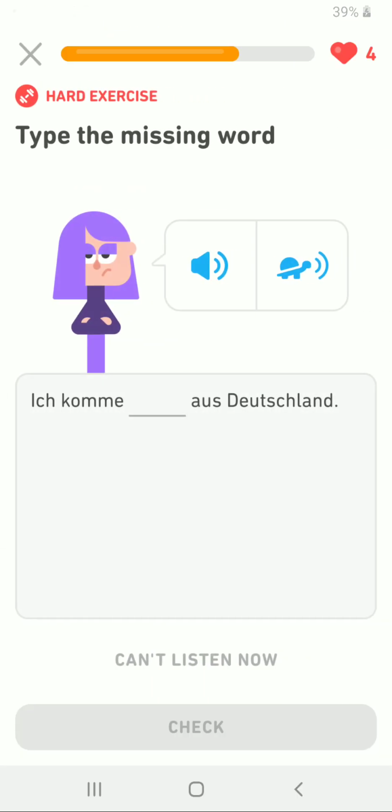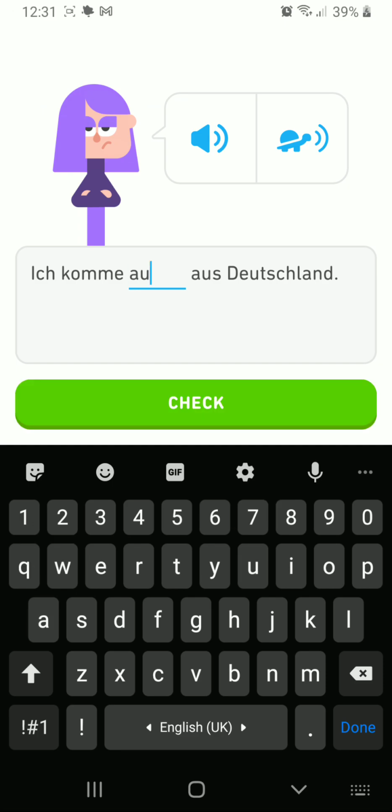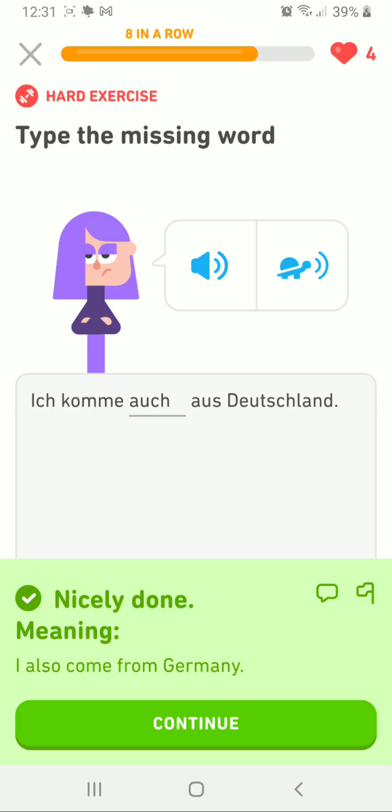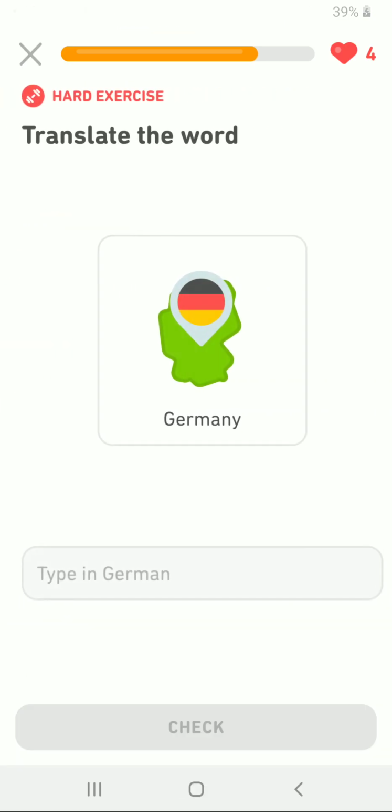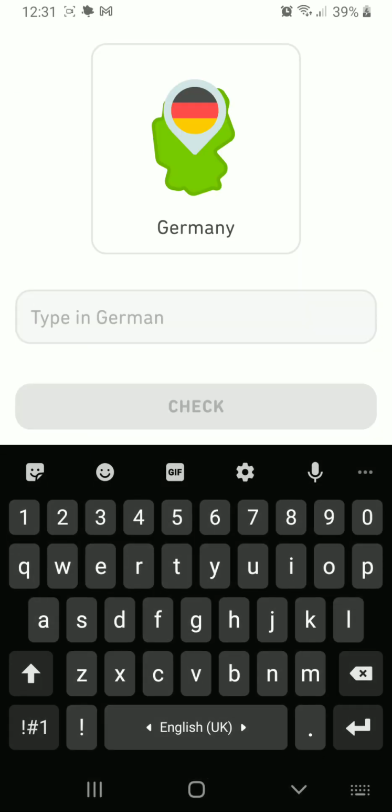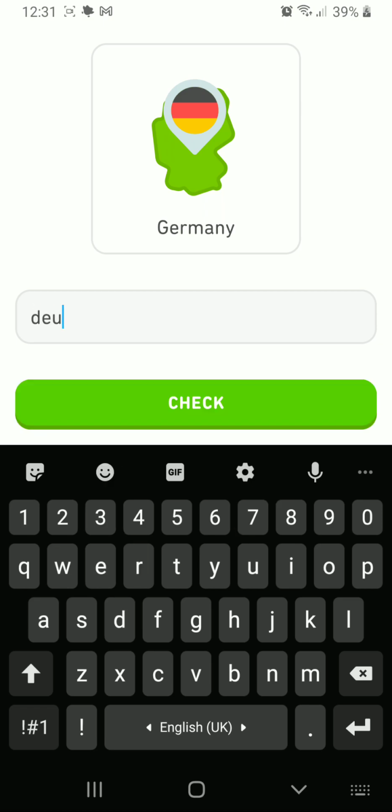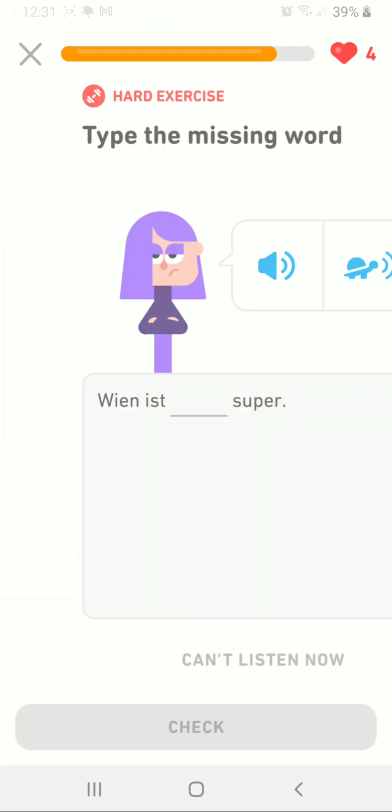Yeah. Ich komme auch aus Deutschland. Ich komme aus... no, ich komme auch. Auch, it's two, as well. So I also. Yeah. Ich komme auch aus Deutschland. So Deutschland, once again, Deutsche Land. So the German land.